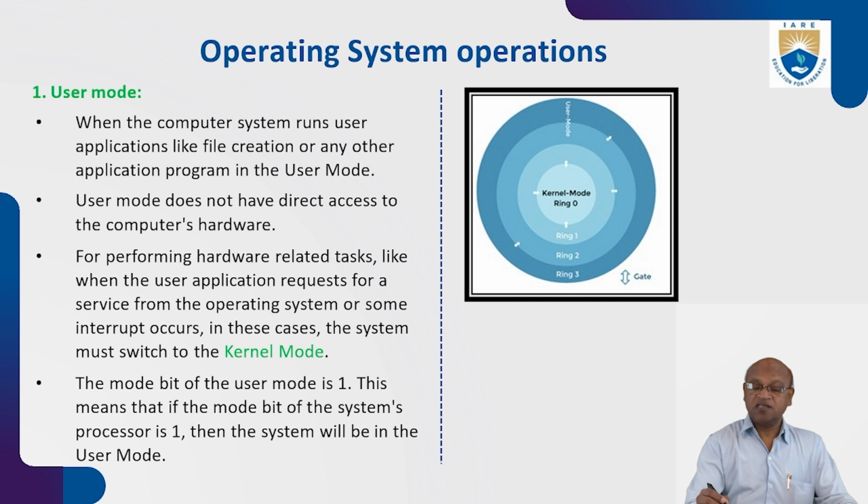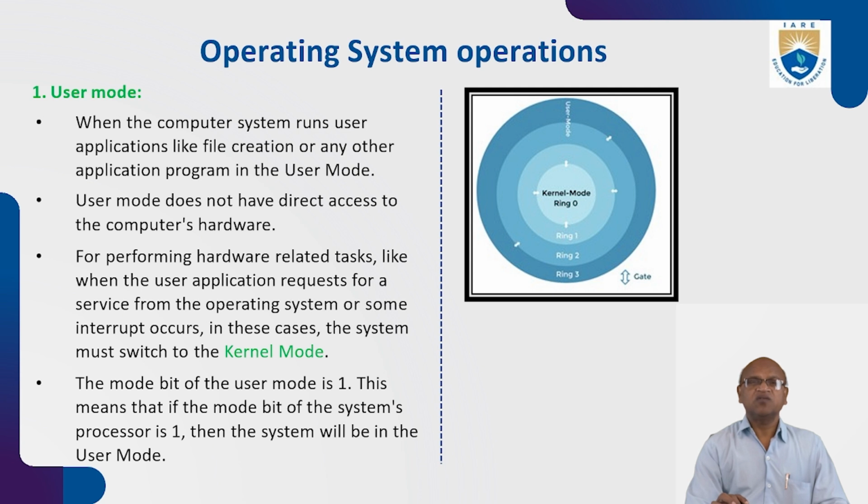If you look at these rings, kernel mode, ring 0, ring 1, these are all your OS programs only. So this is user mode. I already explained user mode and kernel mode. Whenever the bit changes, the mode bit of the user mode is 1. This means that if the mode bit of the system's process is 1, the system will be in the user mode. So user only typing.